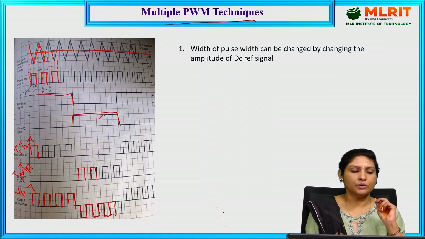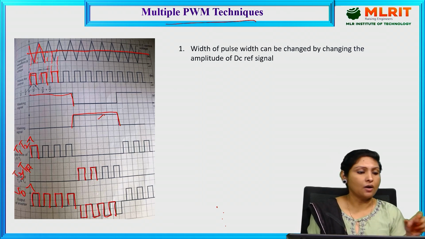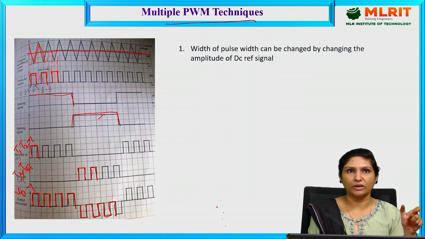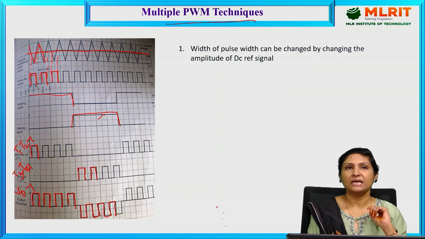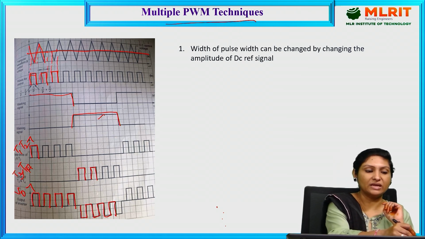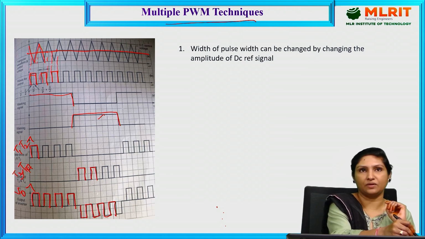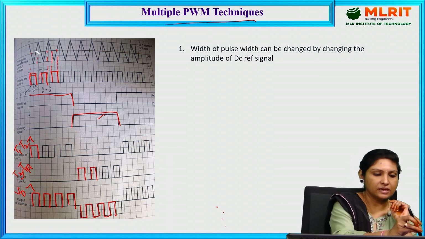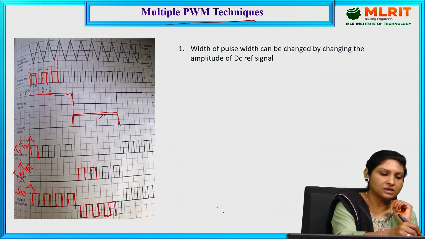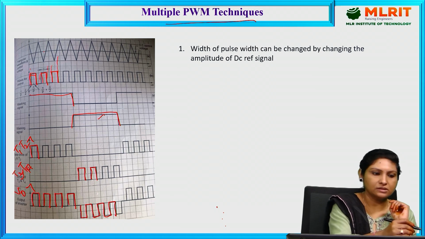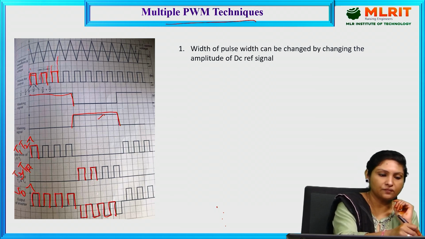Okay, you may ask me a question, ma'am, how to vary the pulse width? If we need to increase the width of the pulse, we just have to increase the amplitude of this particular reference wave. Let us take this example. See here, there is a reference wave. What I am doing is simply increasing the amplitude of the reference wave.